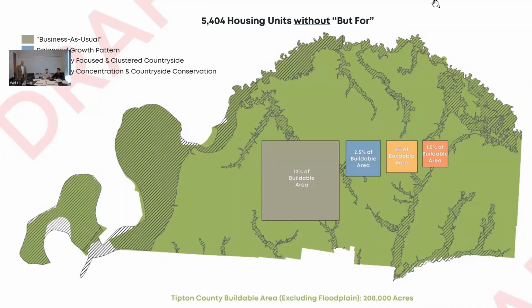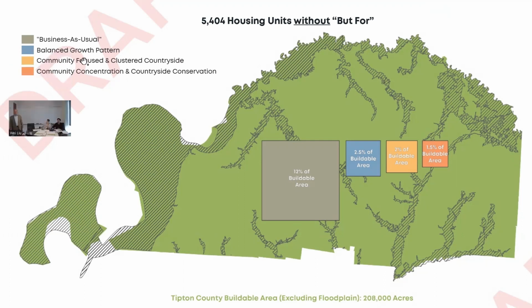There you see the footprint of the business as usual in gray. That's 12% of your land there. 2.5% of buildable area in the blue. That's the balance area. About 2% for the community focus and clustered in the countryside. And then 1.5% of your buildable area in the community concentration and countryside conservation. So that's kind of the footprint of what could potentially occur.